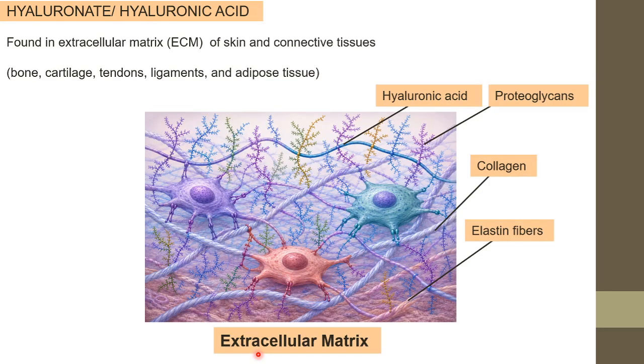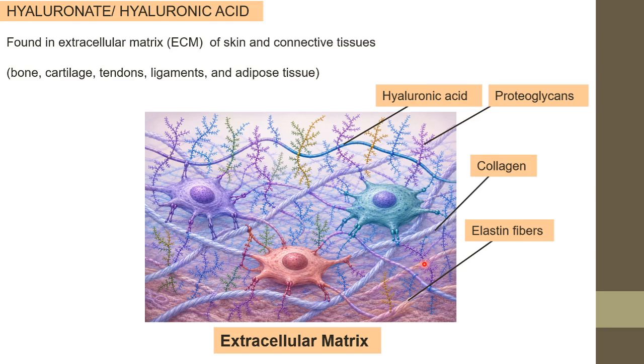Next function: they are present in the extracellular matrix of skin and connective tissues, like bone, cartilage, tendons, ligaments, and adipose tissue. So this is the figure of the extracellular matrix. These are the different cells. Our extracellular matrix contains collagen. This is a collagen fiber, a thick rope-like structure, and this is an elastin fiber. These fibers provide flexibility and tensile strength to the tissues.